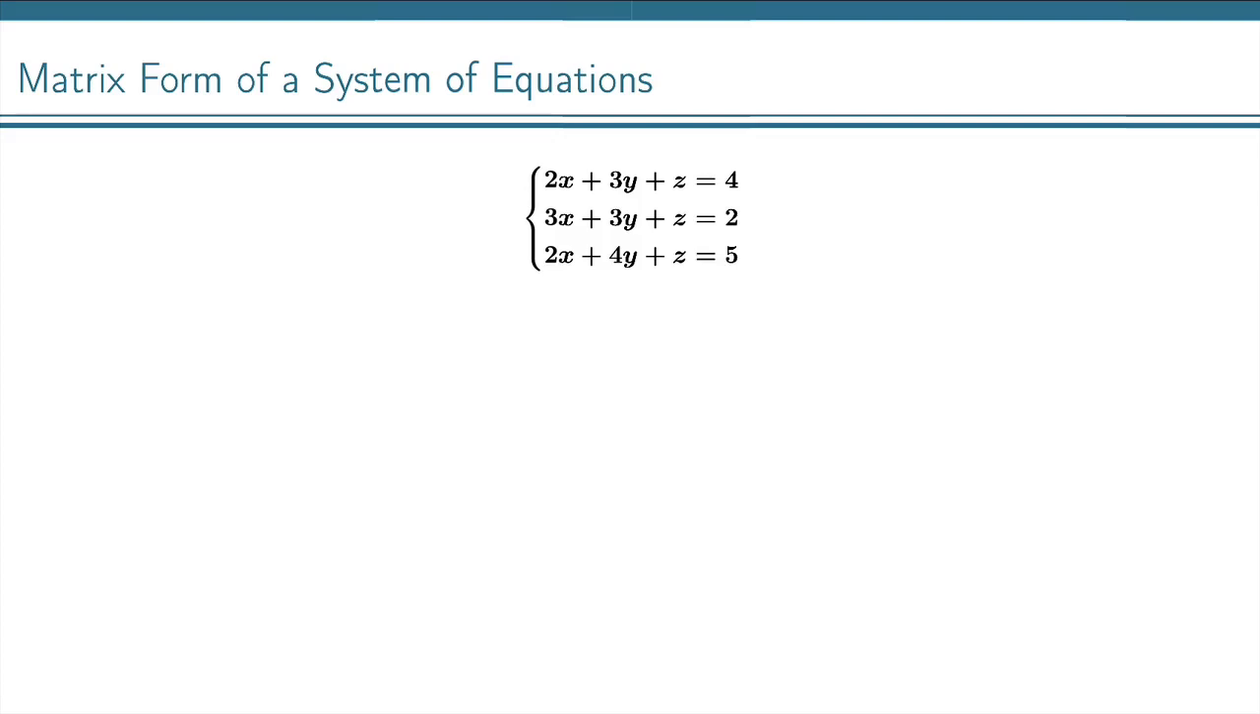Knowing about matrix multiplication, we can write a system of equations as a matrix equation. I'm going to go ahead and write this one out and show you why it works the way that it does. We start with a coefficient matrix, the coefficients of all the variables. 2, 3, and 1, those are the coefficients of x, y, and z. And then 3, 3, 1, and then 2, 4, 1.